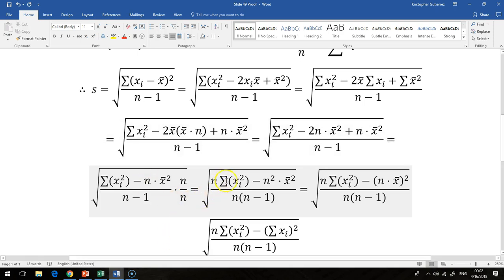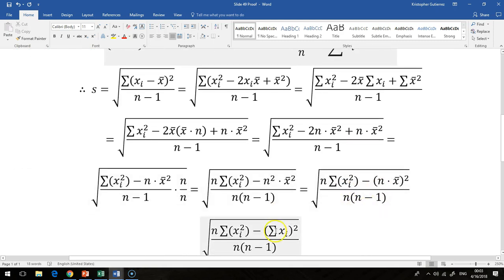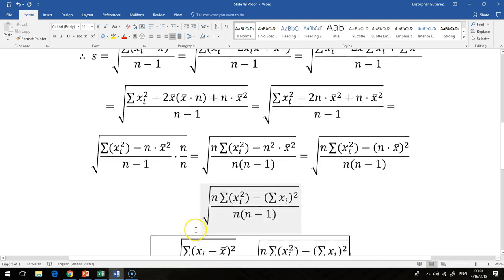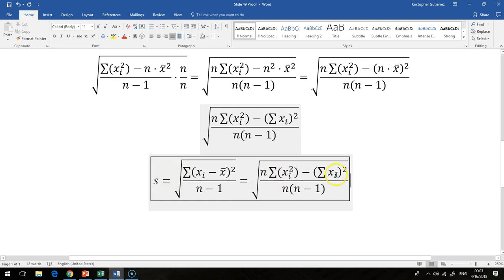Now this is equal to n times the sum of x i squared minus n squared times x bar squared over n times n minus 1, and this n squared times x bar squared is going to be n times x bar, quantity squared, and n times x bar is equal to the sum of x i, so that will simply be the sum of x i, quantity squared. So that gives us n times the sum of x i squared minus the sum of x i quantity squared over n times n minus 1. So that means that we have these two equations equal to each other, which is what we had here.